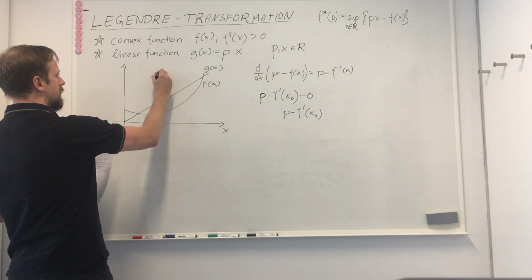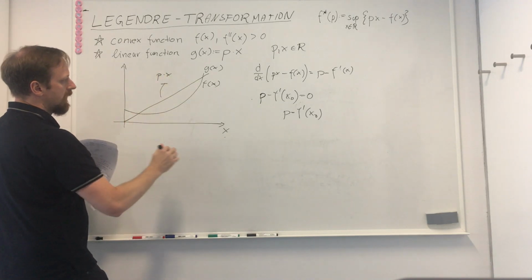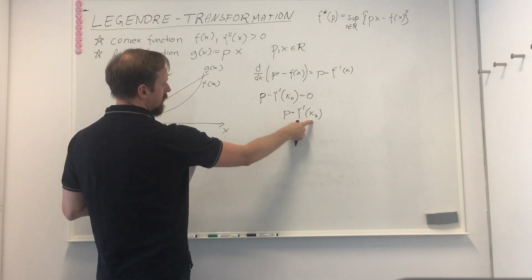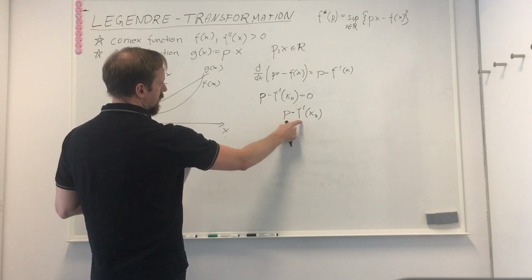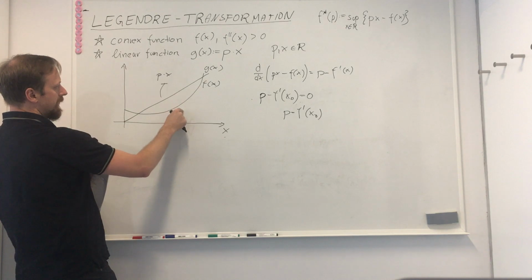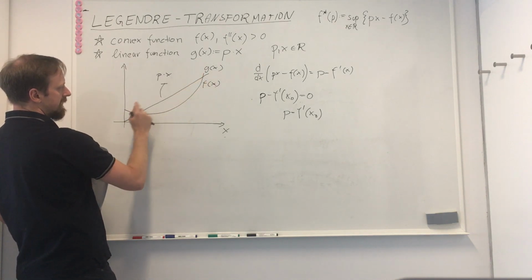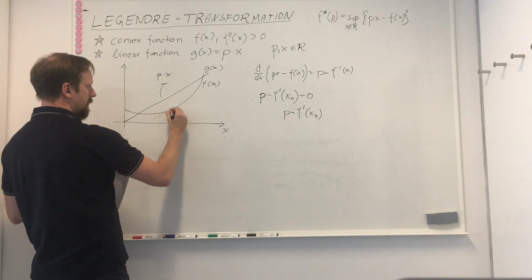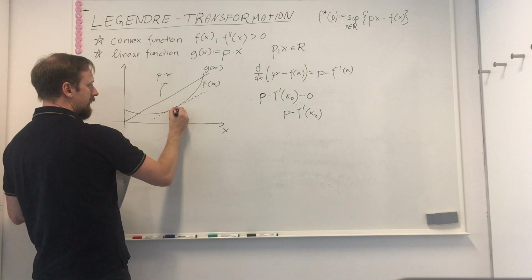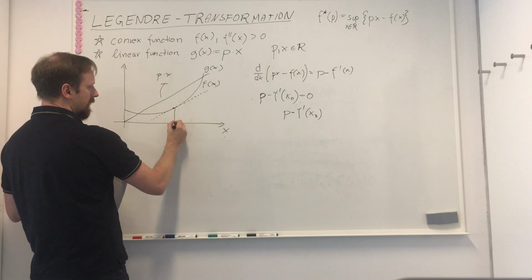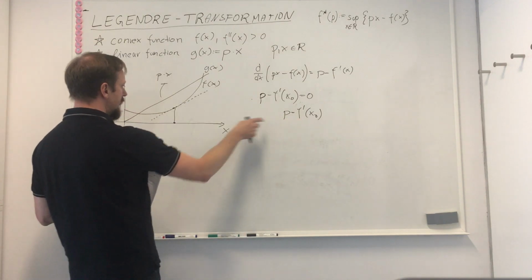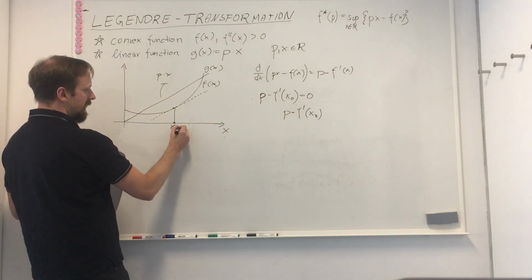Because this here is p times x, and x naught is located at the position where the derivative of f of x equals p. Graphically, this means we have f of x, and at a certain point the first derivative of f of x equals p, and that is x naught.